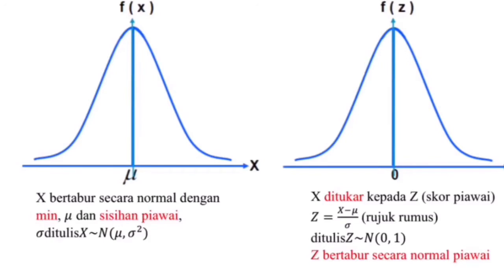Next, characteristic number 4: the probability for z more than a is equal to the probability for z less than negative a, because it is symmetrical. You can just imagine that you cut and paste the bell shape, and the area is exactly the same. Because of the symmetry, the area for the negative one and the positive one will be equal, and the area represents the probability value.